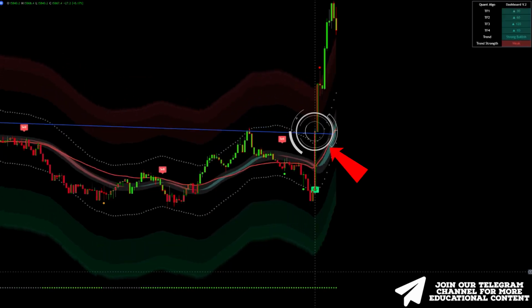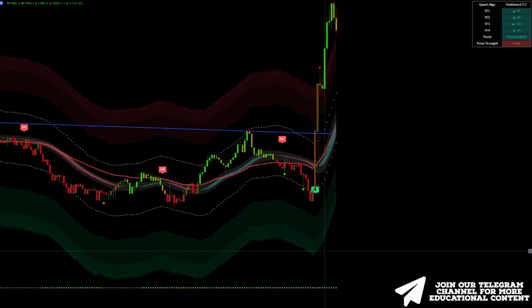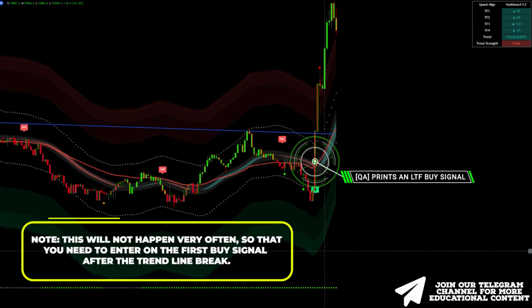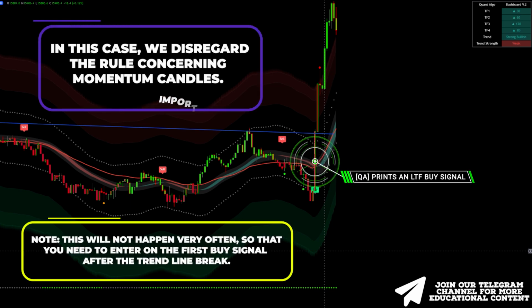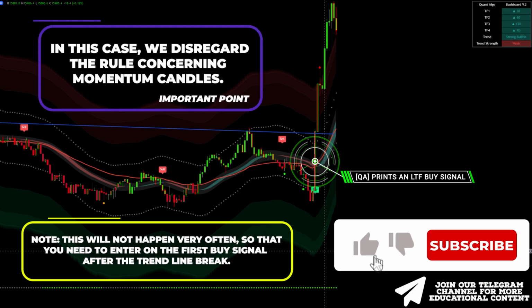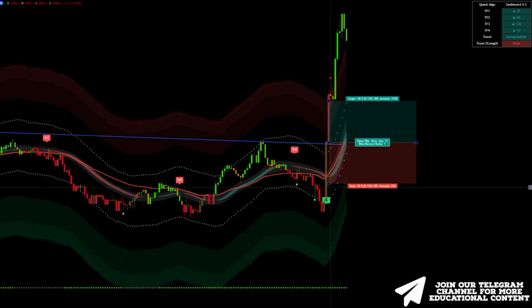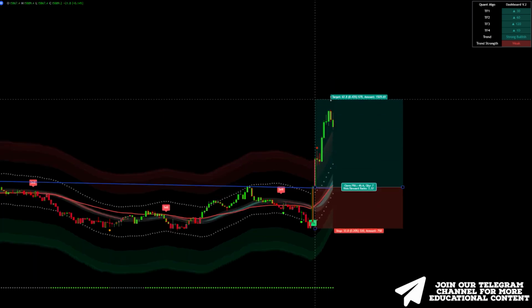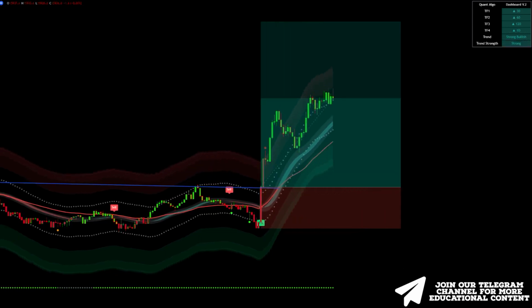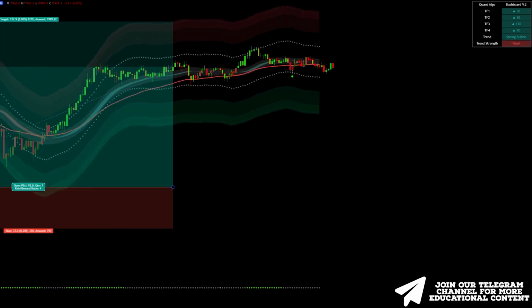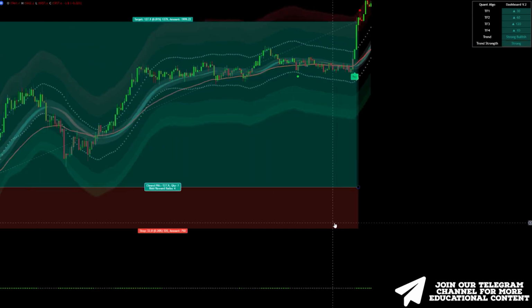Boom, as you can see right here, the price broke the trend line with a buy signal. However, this will not happen very often, so you need to enter on the first buy signal after the trend line break. In this scenario, we disregard the rule concerning momentum candles, given that the setup is supported by a higher time frame. So, we set a stop below the latest low and target 4-for-1 risk to reward ratio. As we can see, the price hit our take profit.